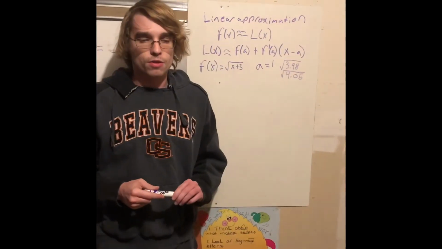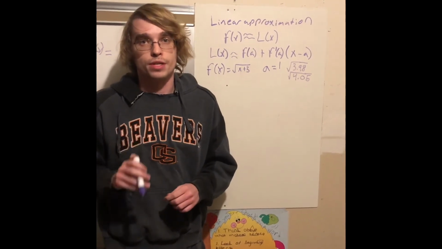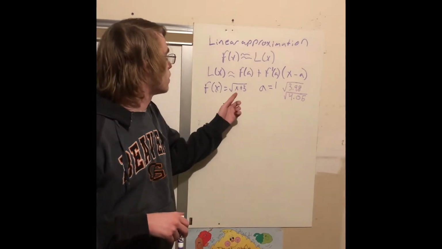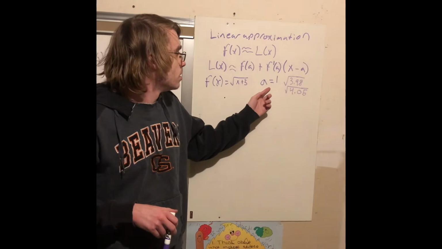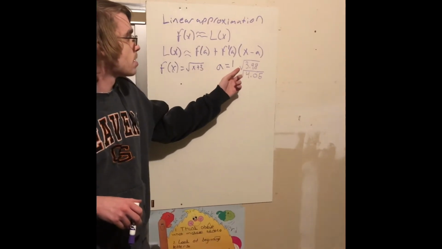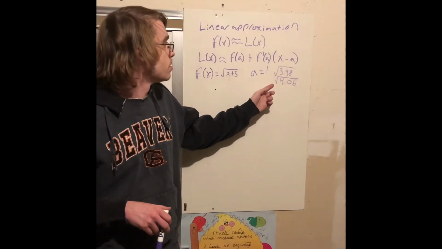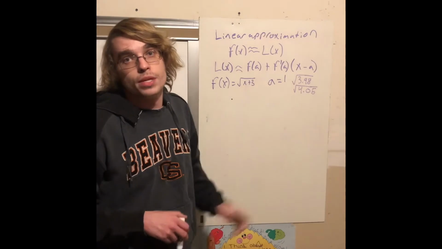Okay, so for this problem on quiz 4, I'm going to be solving the linear approximation problem. We're given an f of x function of the square root of x plus 3, and we're given a point A equal to 1, and we're given these two values, the square root of 3.98 and the square root of 4.05. And they want us to find the approximate value of these 2 points with this information.